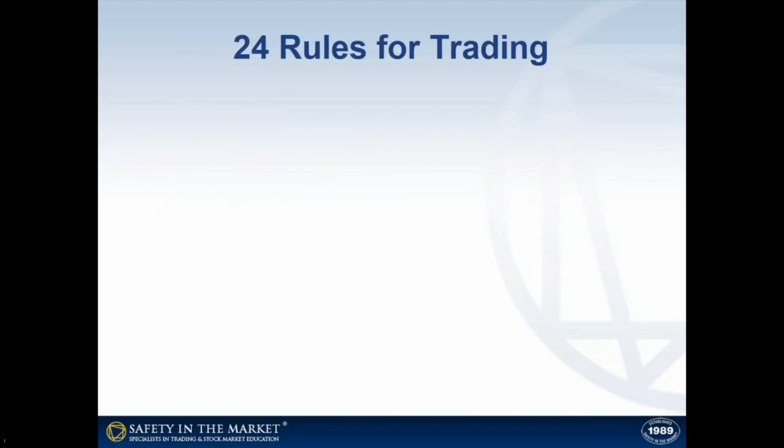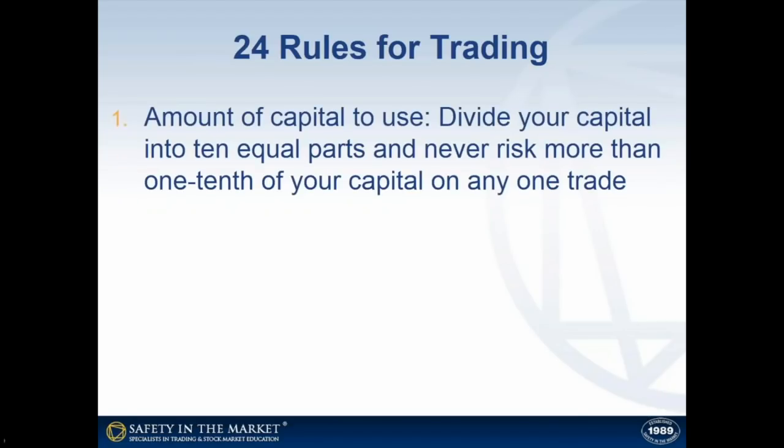So the first rule that Gann gives us is amount of capital to use. And I'm just going to read these exactly as Gann has written them. He says, amount of capital to use. Divide your capital into 10 equal parts and never risk more than 1/10 of your capital on any one trade. So for example, if you've got a $10,000 account, 10% of that would be $1,000. So Gann's saying never to risk more than $1,000 on each trade if that's your account size.